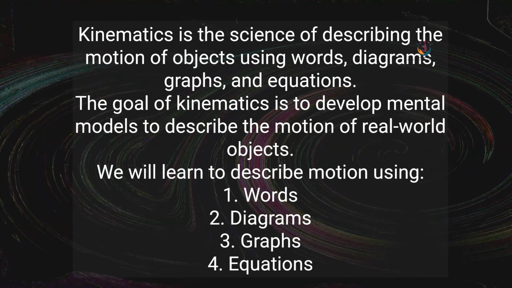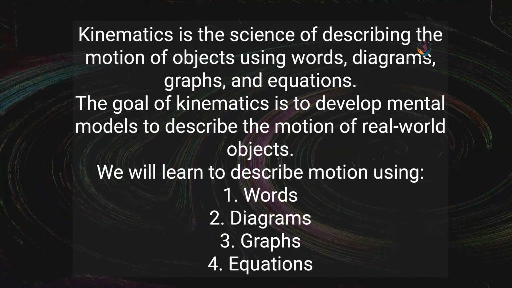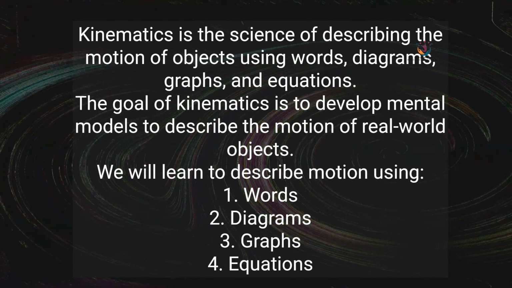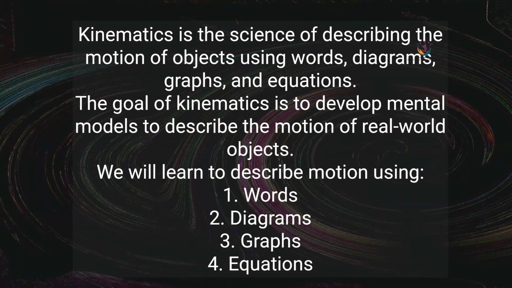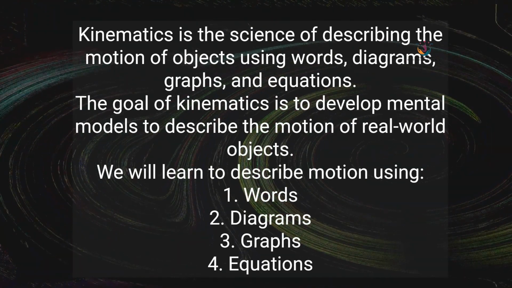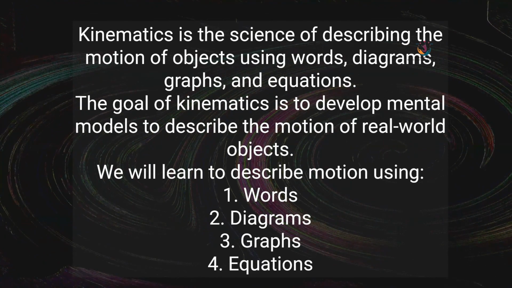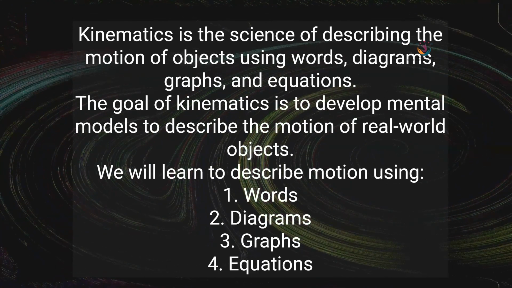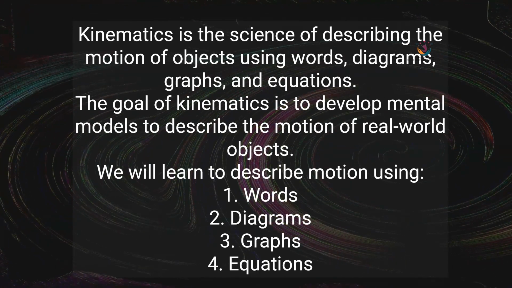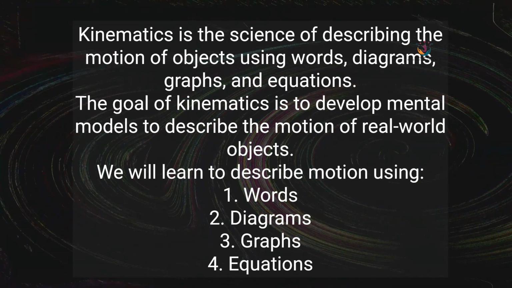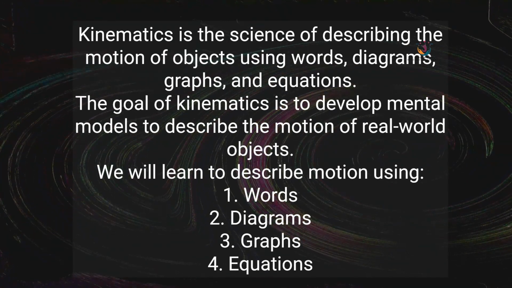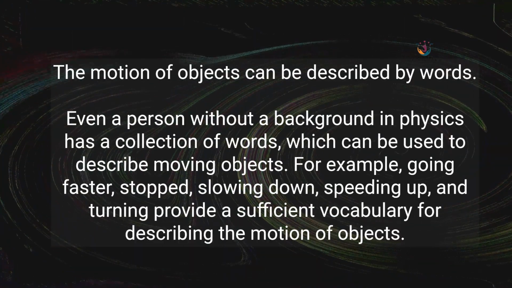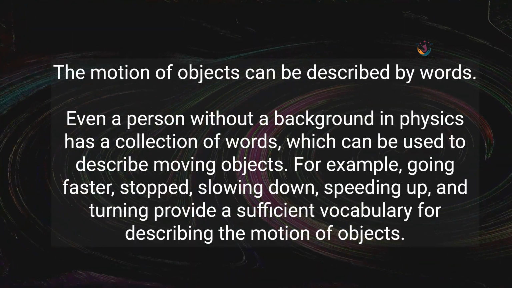Kinematics is the science of describing the motion of objects using words, diagrams, graphs, and equations. The goal of kinematics is to develop mental models to describe the motion of real-world objects. We will learn to describe motion using 1. Words, 2. Diagrams, 3. Graphs, 4. Equations. The motion of objects can be described by words.